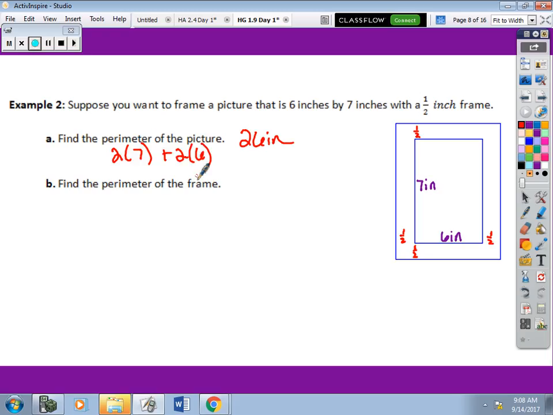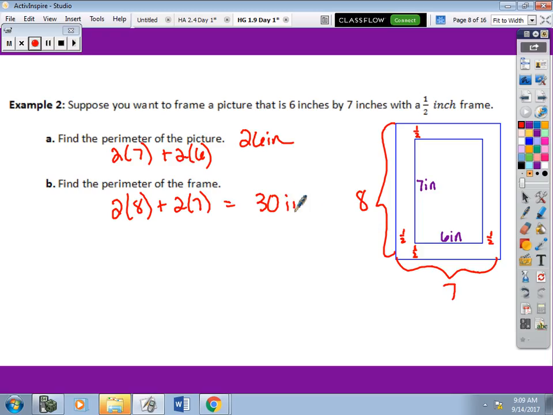And then how about the perimeter of the frame? Maddie? 30. Very good. So since this was 7 and we're adding a half and a half, that's like adding 1, which is 8. And this one would be 7. Very good.